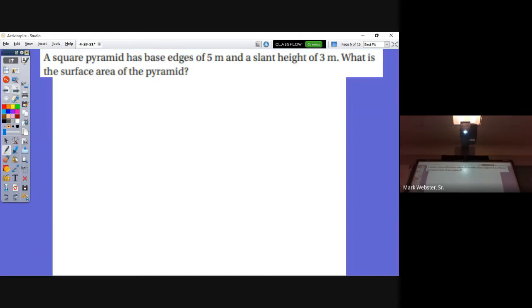All right. Okay, let's go over this. So the key to doing these, and this goes for the prisms too, the key to doing them correctly is taking a second to think about what shape we are actually dealing with there on the bottom.